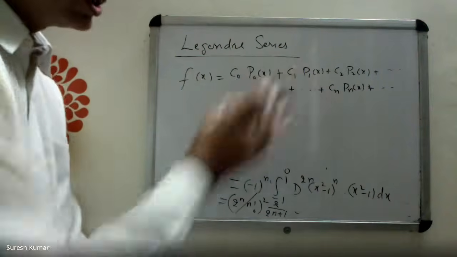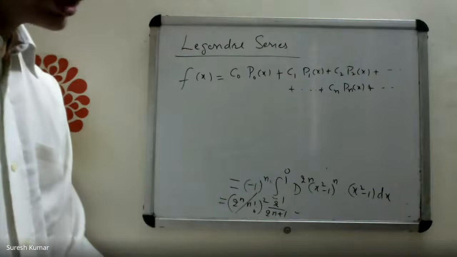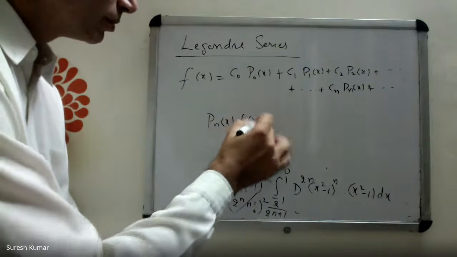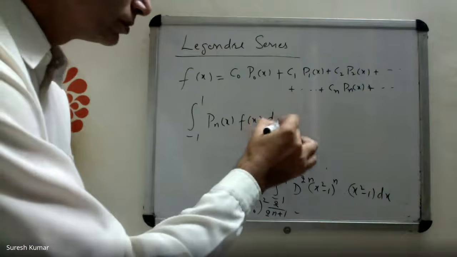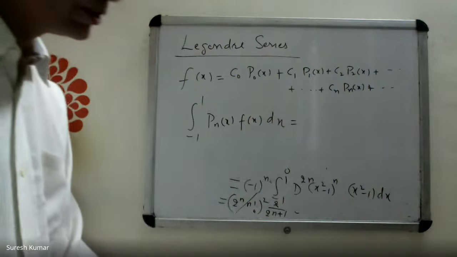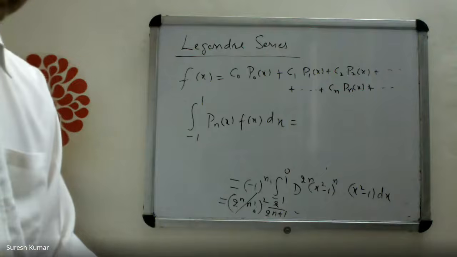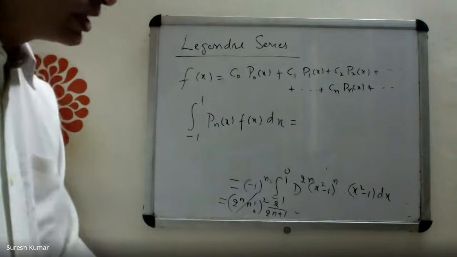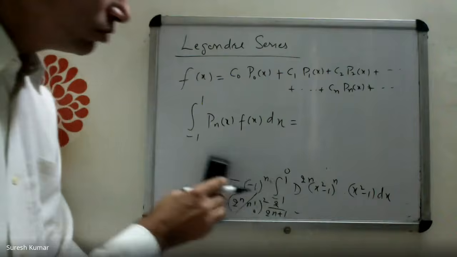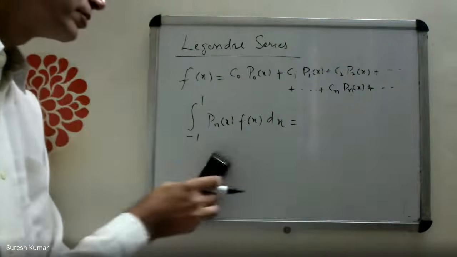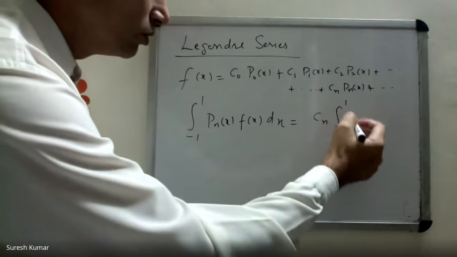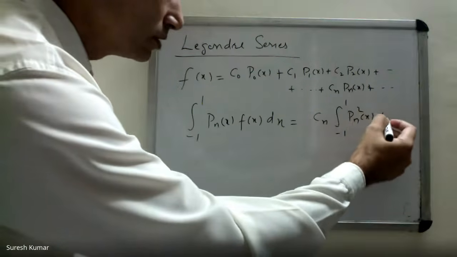So how to get these constants? Because in this series, the unknown things are constants. Multiply both sides by pnx and integrate from minus 1 to 1. Can you tell me what do you get on the right side? It's an interesting point. If I multiply both sides by pnx and integrate from minus 1 to 1, what do I get on the right hand side? 2 upon 2n plus 1, cn integral minus 1 to 1 pn square x, isn't it?